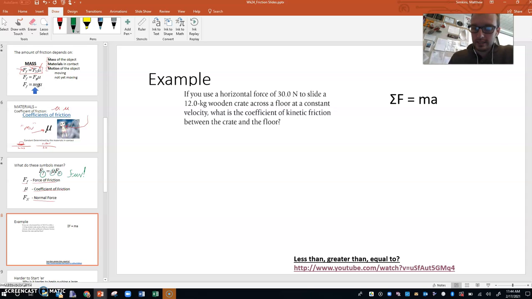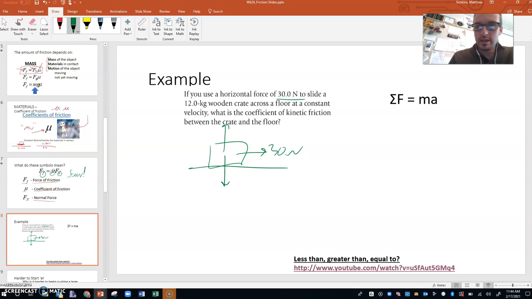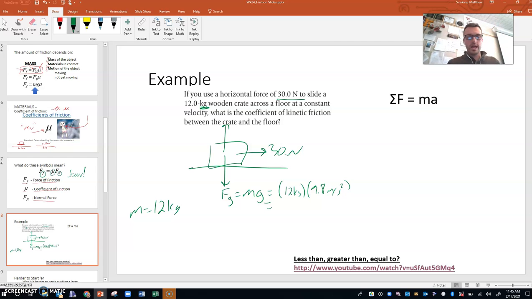Looking at an example. We have sigma F equals ma, which we were talking about last time we were together, and then we have this friction thing. So let's put all this together. If you use a horizontal force of 30 newtons to slide a 12 kilogram object. Now, careful. Kilograms does not measure force. Newtons measures force. But kilograms does measure mass. And we can find the force of gravity from the mass. We can do 12 kilograms times 9.8 meters per second squared. And that's going to get us our Fg, or the weight of that object. It's 117.6 newtons.